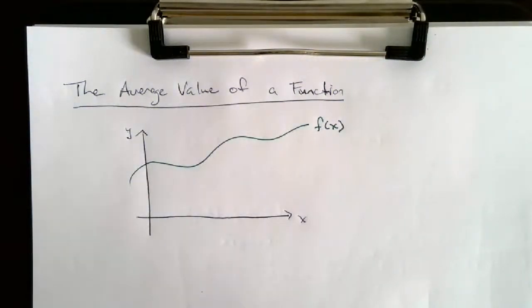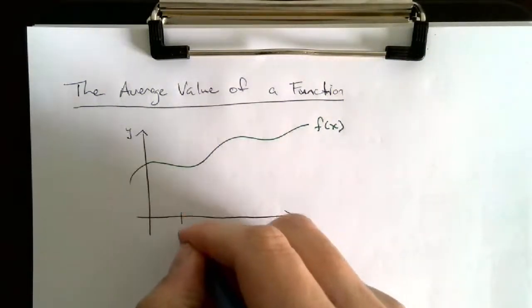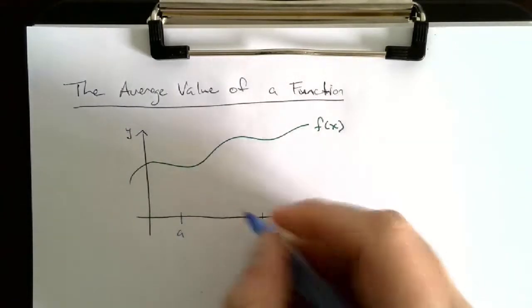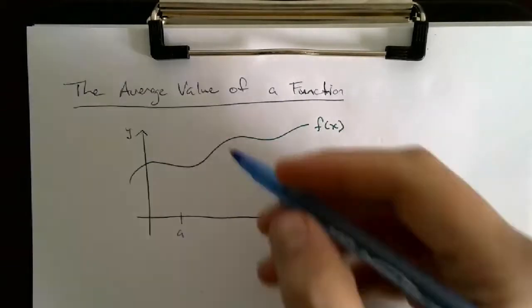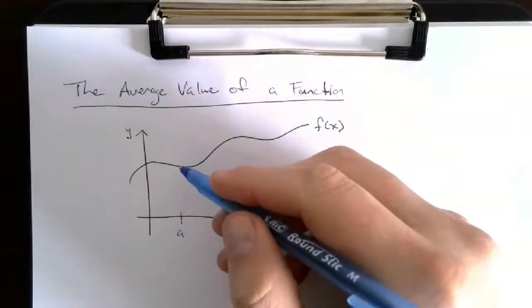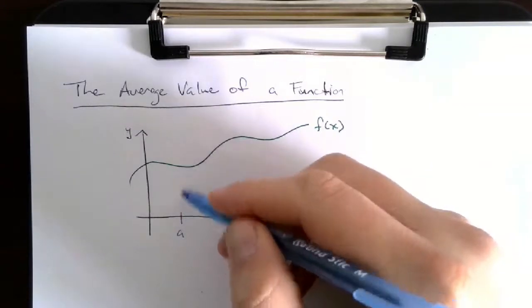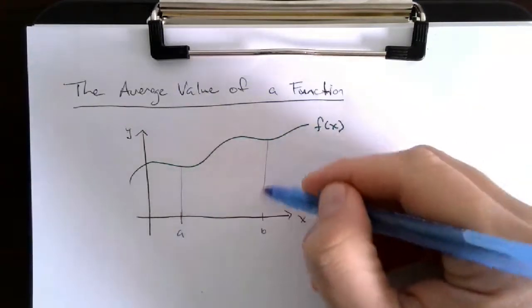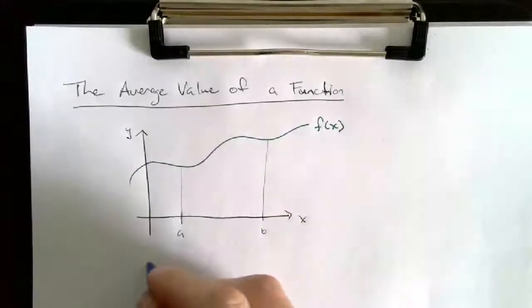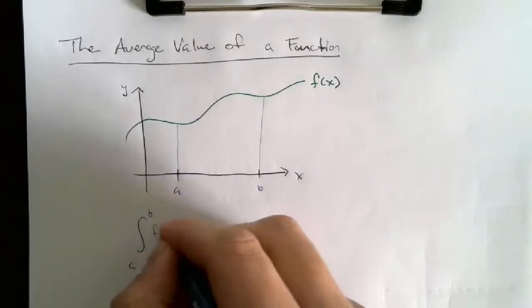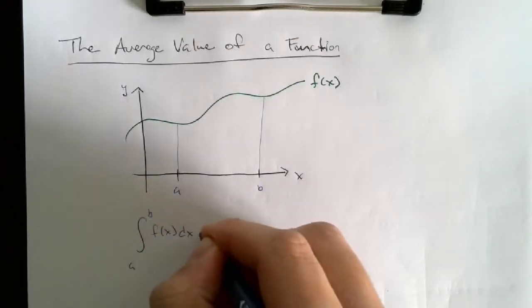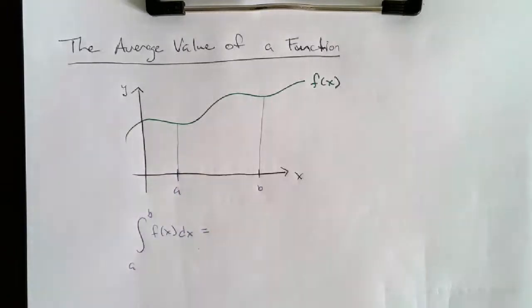over some interval from a to b. Now, when I want to find the area under this curve f of x, what I normally would do is say, okay, if I was trying to find the area under the curve from here to here, from a to b, let's use the integral. I'd say the integral from a to b of f of x dx, and that's equal to, well, you would have to know what the function was, take the antiderivative, and then evaluate.